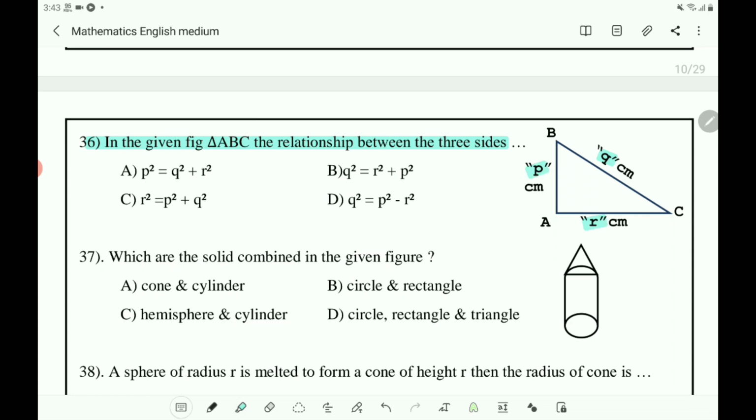You know that the square on the hypotenuse is equal to the sum of the squares on the other two sides. It is the square on Q. Q square equals the sum of the squares on the other two sides, P square plus R square. You must know this. Q square equals P square plus R square, or R square plus P square is also fine. So here which is the answer? Option B is the answer. Note down, option B is the answer.